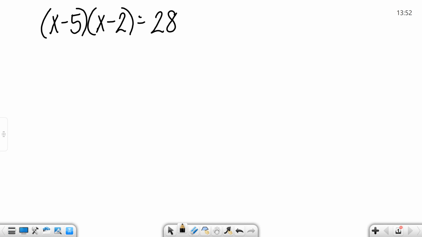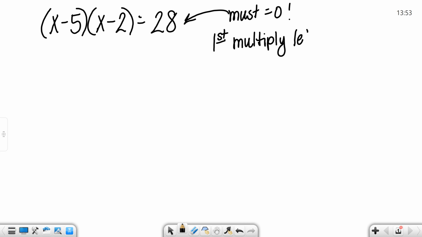Okay. So we are asked to solve. Well, it looks like this one is already factored. I believe the second one I did today as an example was already factored. The problem is it must equal 0. And this one does not equal 0. Ooh. So I can't just subtract 28 because that stuff over there on the left is in parentheses. So the first thing I'm going to do is multiply that left side out.